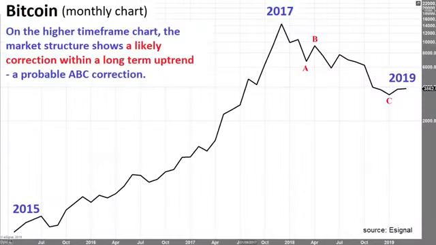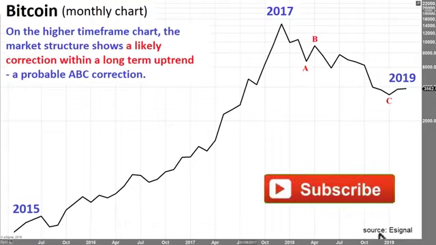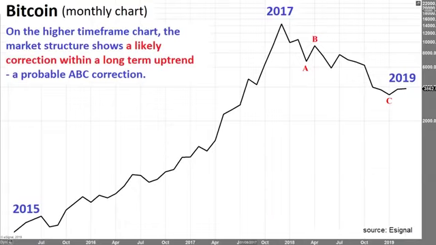So the bottom line is this: if we go back to the last chart, this is the chart that I think every Bitcoin doom and gloomer needs to see.